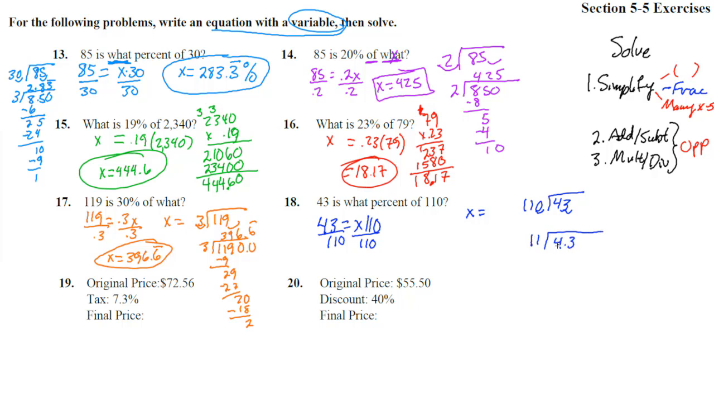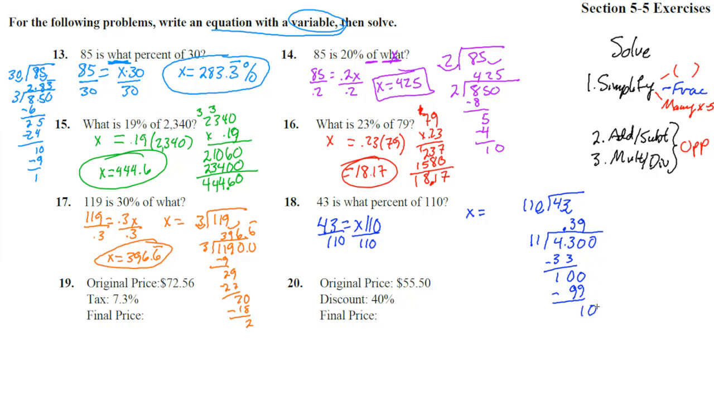11 goes into 4, nope. 11 goes into 43, yes. Not quite 4 times, 3 times. 3 times 11 is 33. Subtract and we get 10. Let's get a couple of decimal places here. Bring down the 0. 11 goes into 100 9 times. 9 times 11 is 99. Yeah, we know our 11 times tables. Subtract and we get 1.